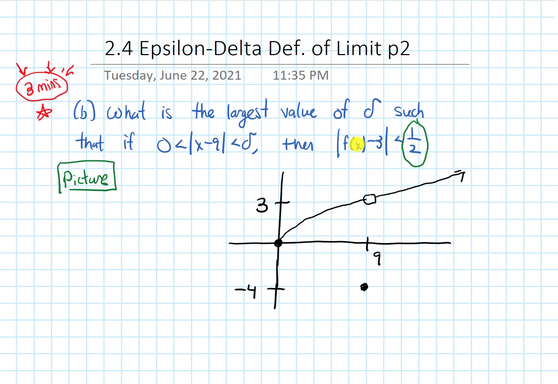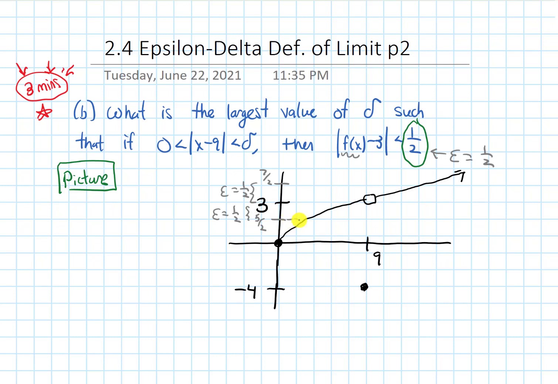So in this question, now the distance between f of x, my y values, and 3 needs to be less than 1/2. So this is my epsilon. Epsilon represents my vertical distance I can go. So this time I can go up a distance of 1/2. That would put me at 7/2. And I could go down a distance of 1/2. And then 3 minus 1/2 is 5/2.